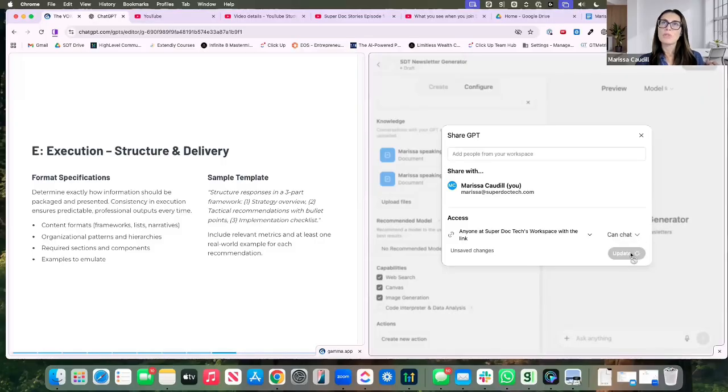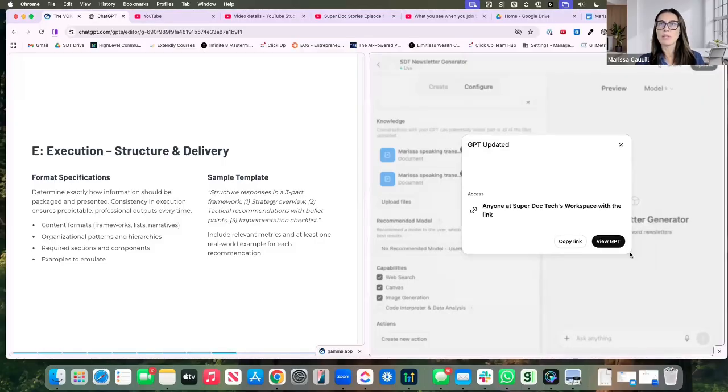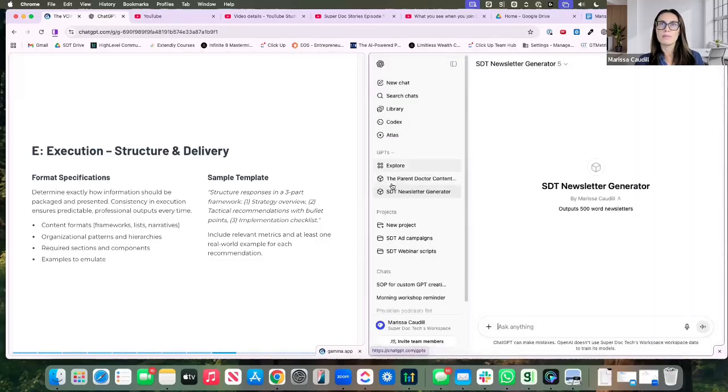Update. So now we should see an SDT newsletter generator GPT. If I say view the GPT, it's going to bring me there. There you go. So now it's going to show up here under my list. You should have yours as well. And then next time you want to run a newsletter or whatever you want to do, you'll just give it the prompt here, and it'll give you whatever you've asked it for. The 3 different ones is what I asked it for.